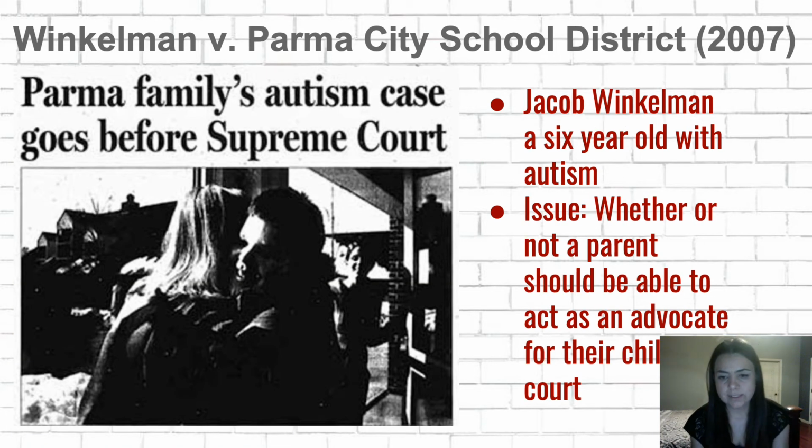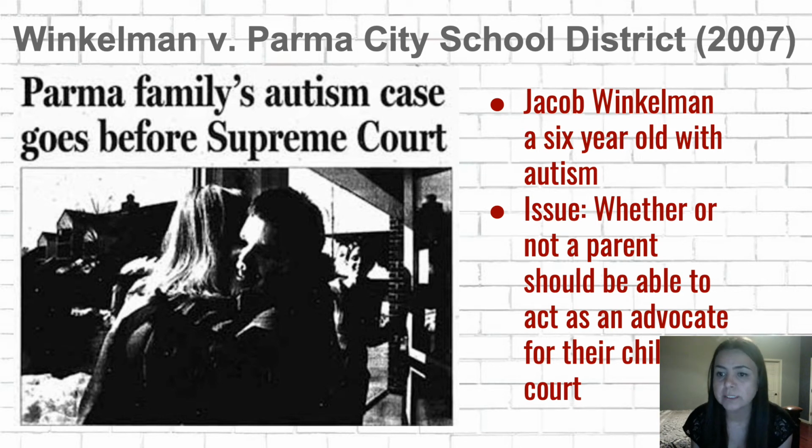The second case example that we are going to quickly review is about a 6-year-old with autism. This is Jacob Winkelman versus Parma City School District in 2007. The issue here is whether or not a parent should be able to act as an advocate for their child in court. Jacob's parents claimed that their son was denied a free, appropriate public education as required by the Individuals with Disabilities Education Act by the school district due to the placement of Jacob into a public elementary school.